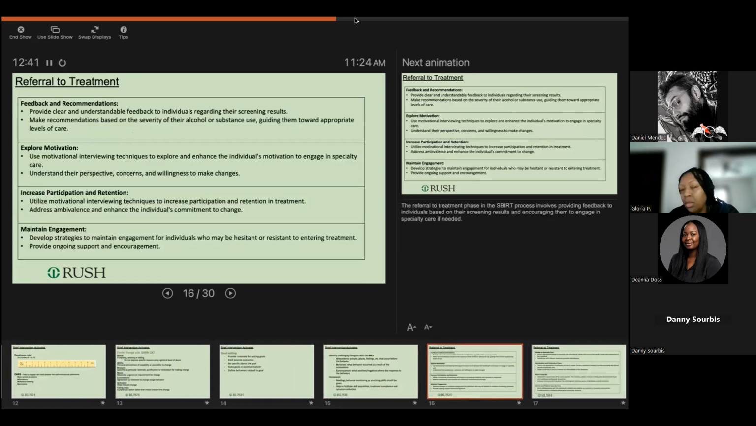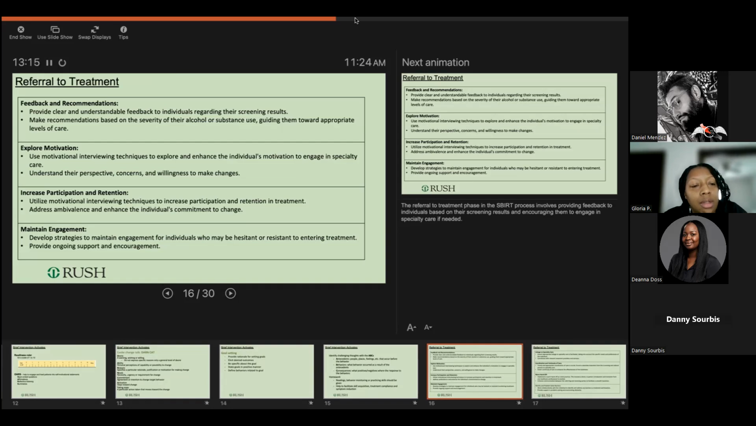Now we are on to the last part, which is referral to treatment. The referral to treatment phase in the SBIRT process involves providing feedback to individuals based on their screening results and encouraging them to engage in specialty care if needed. So you'll start with feedback and recommendations. You'll provide clear and understandable feedback to individuals regarding their screening results. You'll make recommendations based on the severity of their alcohol or substance use, guiding them towards appropriate levels of care.